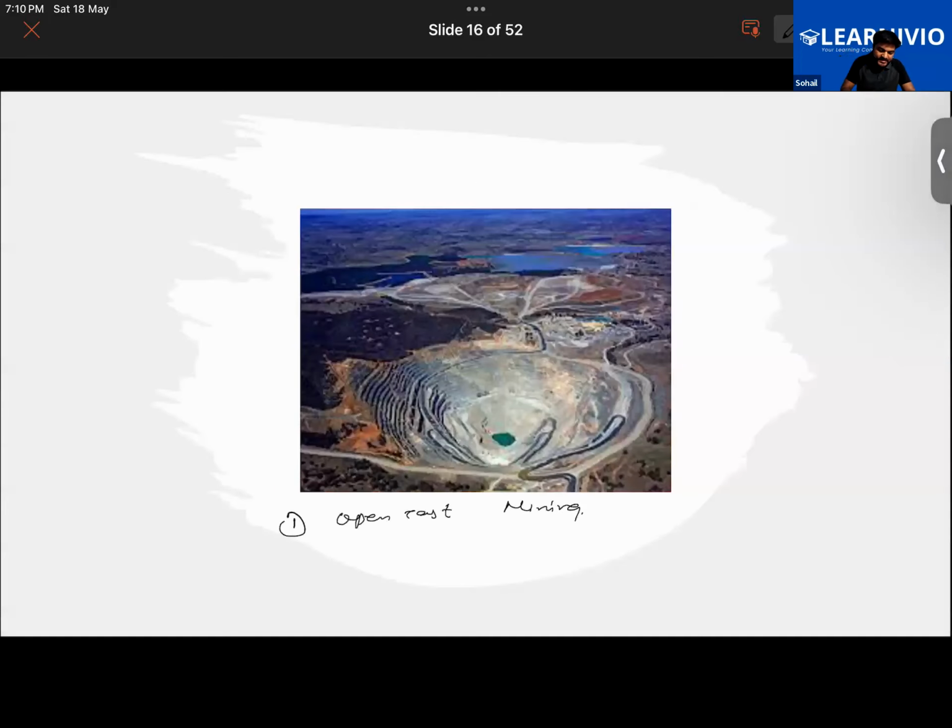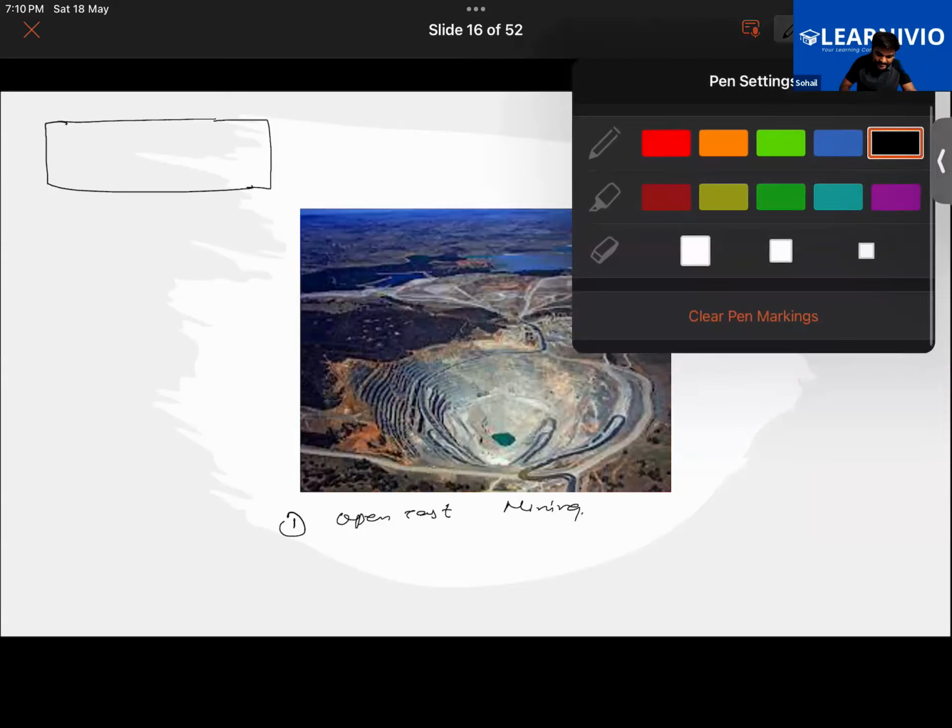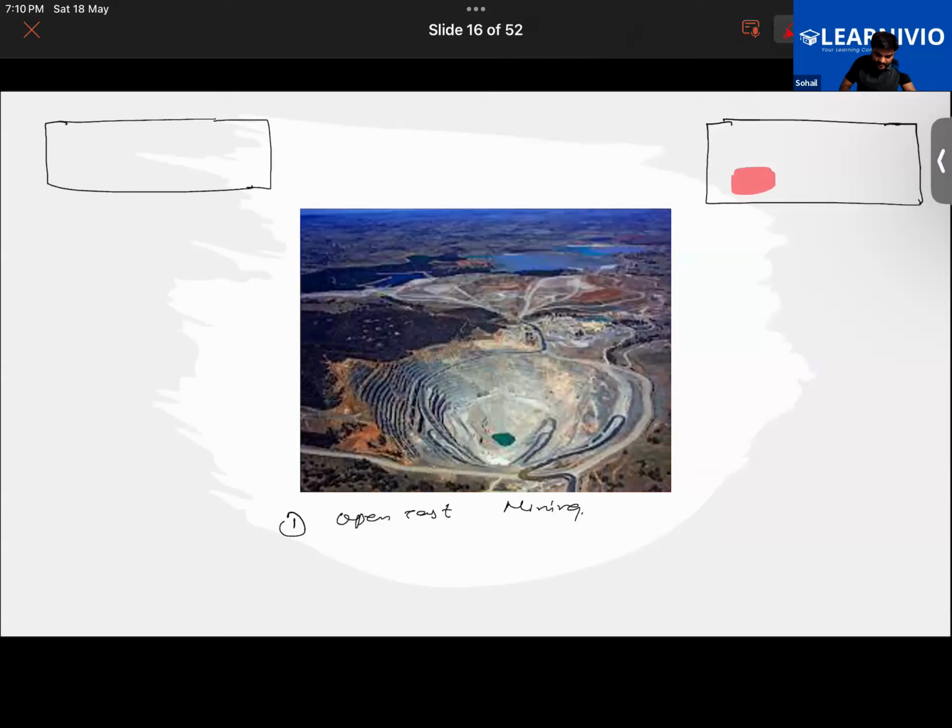Try to understand it in this manner. Let's say this is the earth's crust. These are the earth's crust. And let's say deep inside the earth's crust, here you have the coal reserve. And here you have the coal reserves like this. Do tell me, in which one you will be doing the tunnel mining, in A or in B?